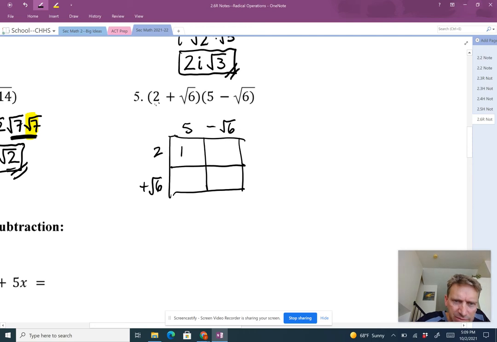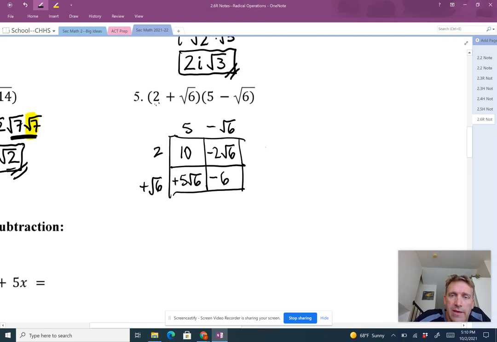2 times 5 is 10. 5 times positive square root of 6 is positive 5 square root of 6. 2 times negative square root of 6 is negative 2 square root of 6. And then negative square root of 6 times the positive square root of 6, positive times the negative is negative. And then the square root of 6 times the square root of 6 is 6.